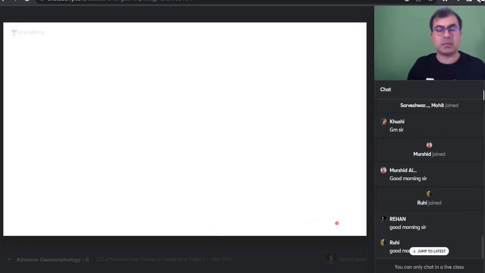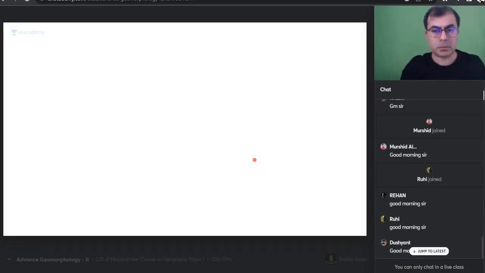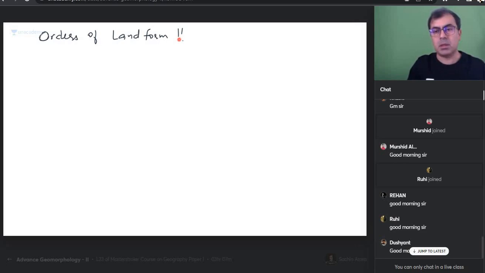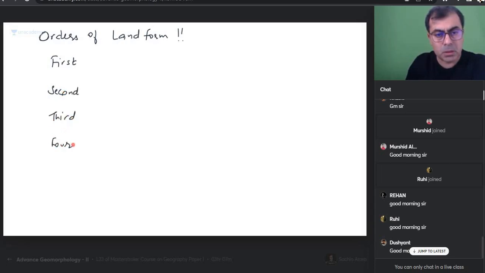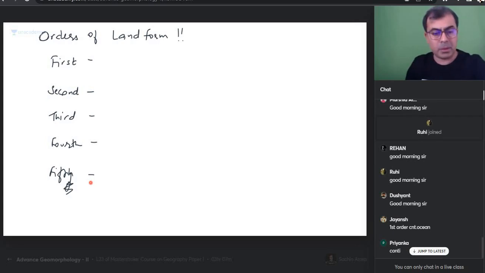So everyone, I asked in the last class also, and I am asking in this class too, everyone will answer quickly. Orders of landform. This is the question. This is Yash's question, and we are discussing it. First order, second order, third order, fourth order, fifth order. Quickly tell me the examples of these. First one's, second one's, quickly. I hope you remember. At least 5 orders have been.